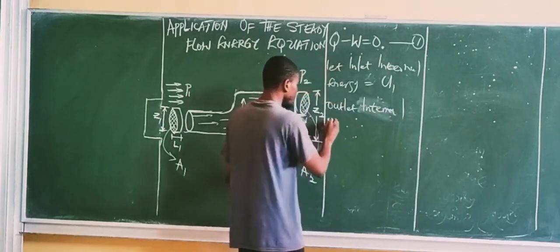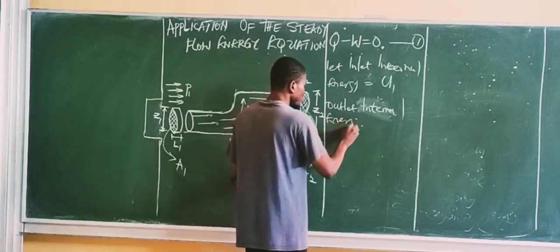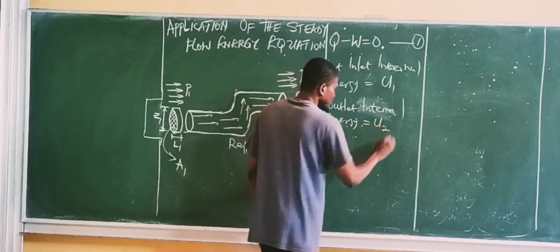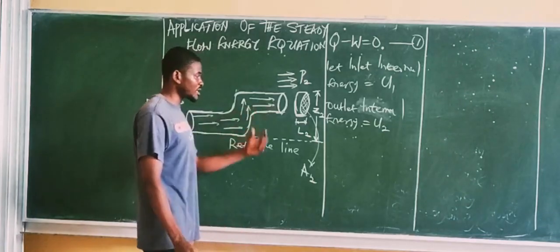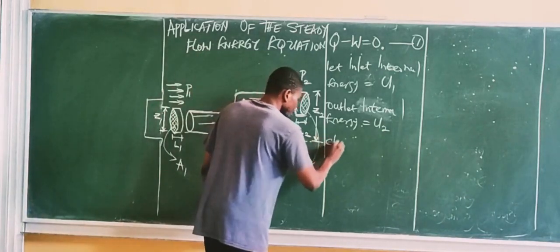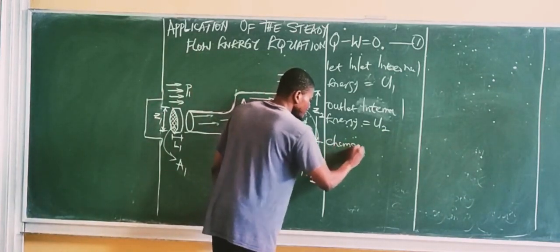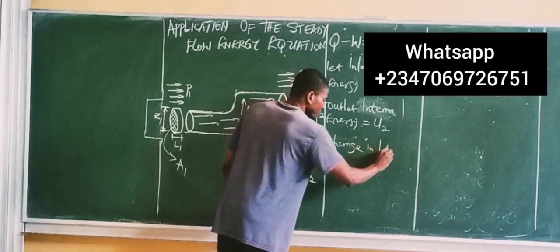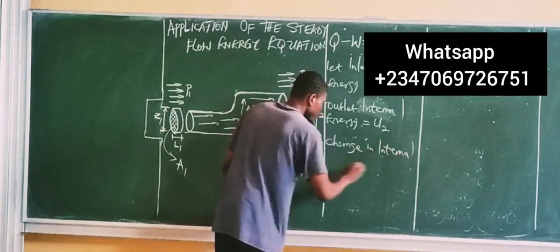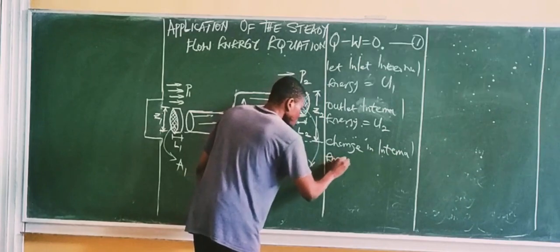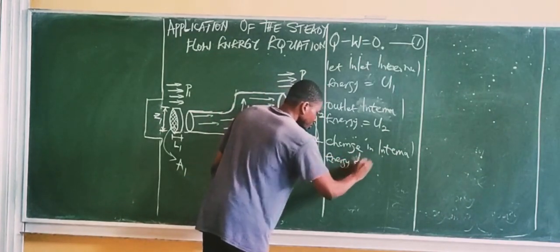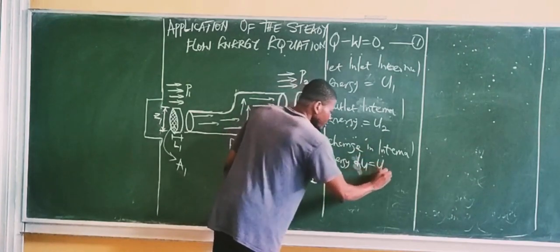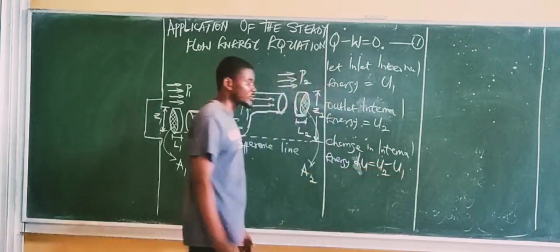Therefore, the change in energy between the inlet and the outlet, the change in internal energy, which is simply called dU, is U2 minus U1.